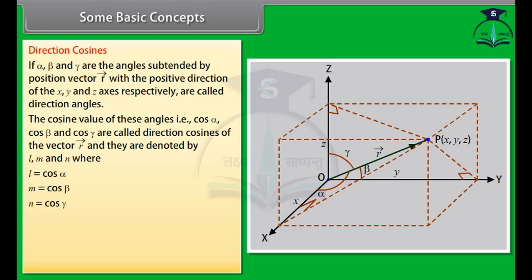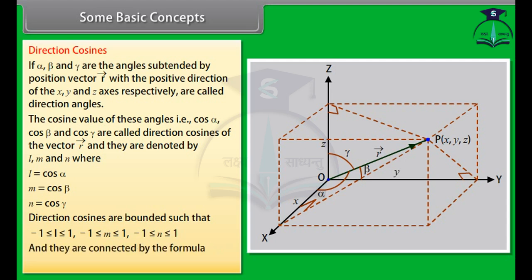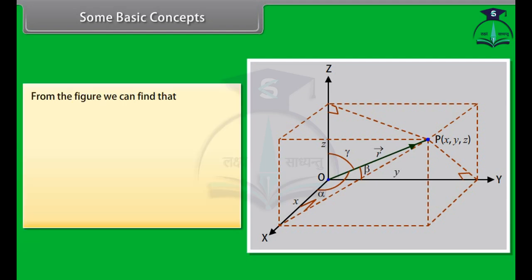N equals cos gamma. Direction cosines are bound such that -1 less than or equal to L less than or equal to 1, -1 less than or equal to M less than or equal to 1, -1 less than or equal to N less than or equal to 1. And they are connected by the formula L square plus M square plus N square equals 1. From the figure we can find that cos alpha equals x by mod of vector r, cos beta equals y by mod of vector r, cos gamma equals z by mod of vector r.